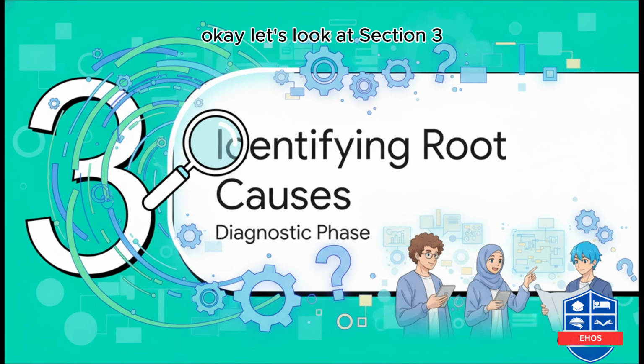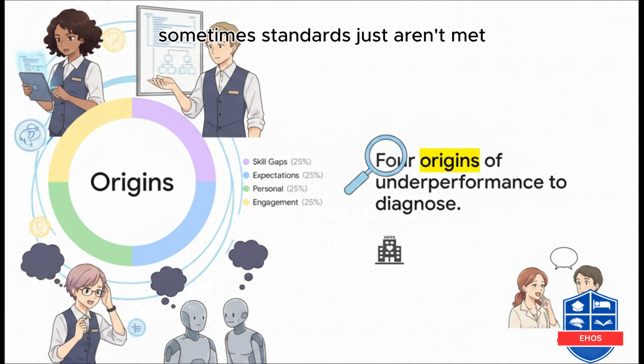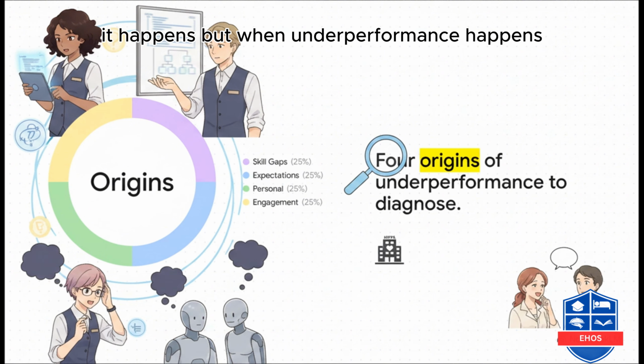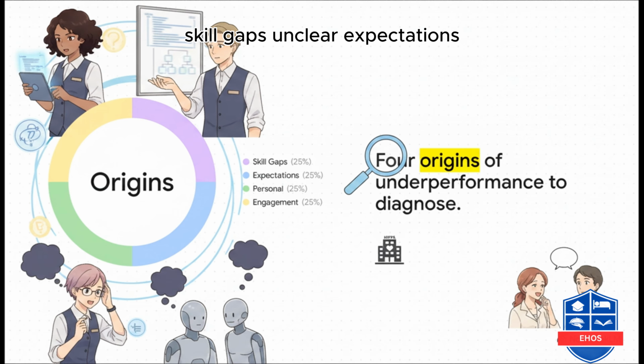Okay, let's look at section three, identifying root causes. Even when you have crystal clear expectations, sometimes standards just aren't met. It happens. But when underperformance happens, the most effective managers don't just react, they diagnose. We can really boil this down to four main origins: skill gaps, unclear expectations, personal challenges, and lack of engagement.